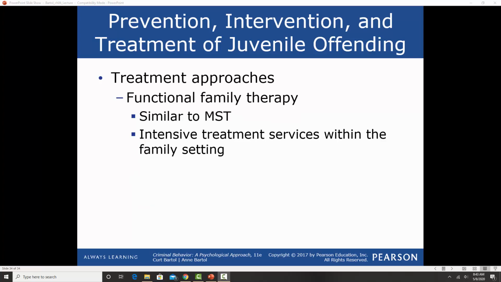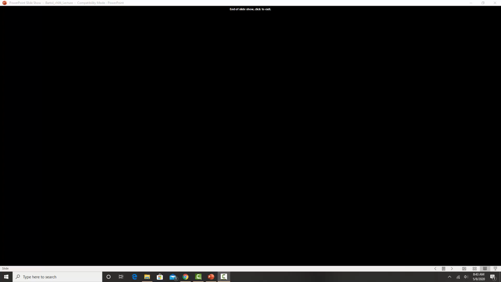Functional family therapy is similar to multisystemic therapy, has intensive treatment services within the family setting. So it's really just focusing on the family and not as much on school and peers.